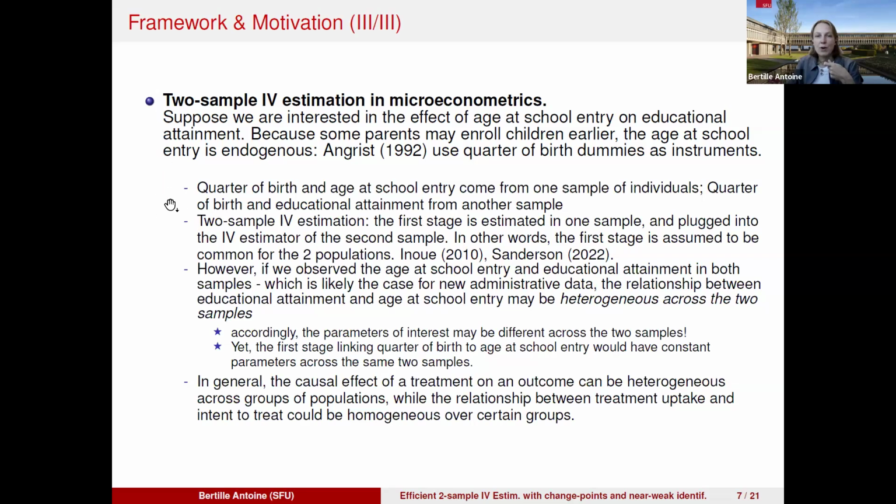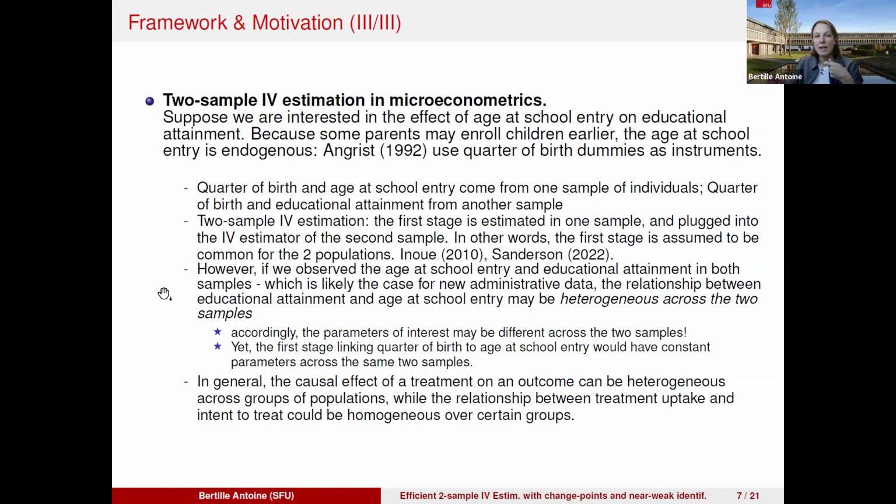So quarter of birth and age at school entry come from one sample of individuals. Quarter of birth and educational attainment come from another sample. This is why it's called the two-sample IV estimation. And the way it works is that the first stage is estimated in one sample and plugged into the IV estimator of the second sample. In other words, it is as if the first stage is assumed to be common to the two subpopulations, but of course, it's different for the second stage.